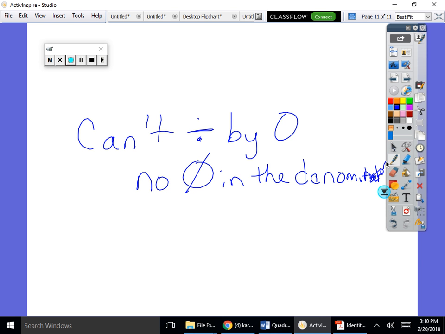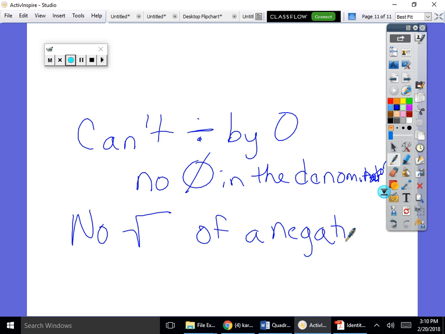What type of square root? Can't take the square root of a negative. No square root of a negative. Okay? It will give you an imaginary number. The other big one, which is not on the SATs, but you need it for pre-calculus and calculus, is you cannot take the log of a negative. Cool? Ringing a bell? Making sense?